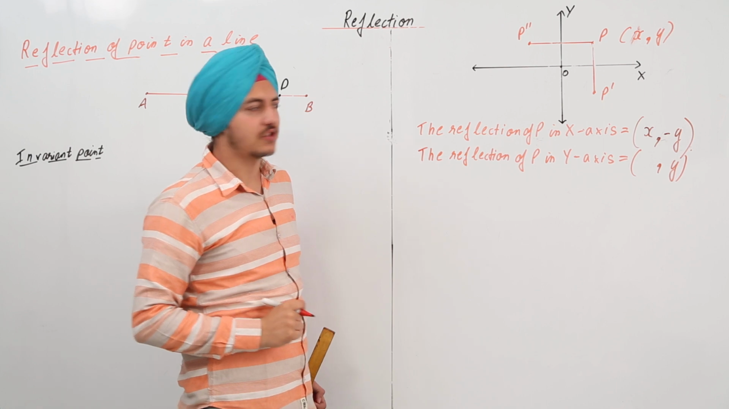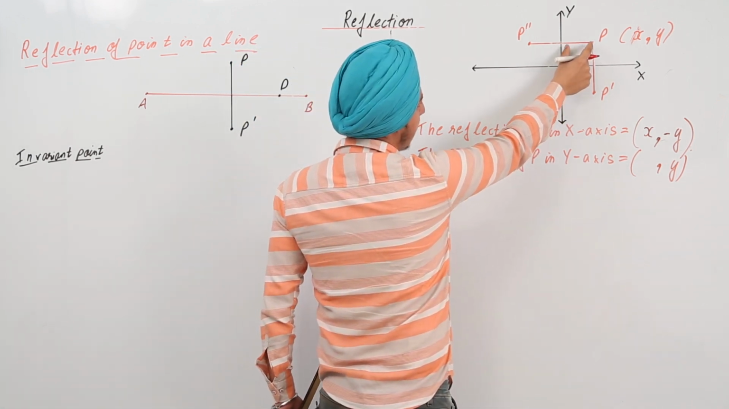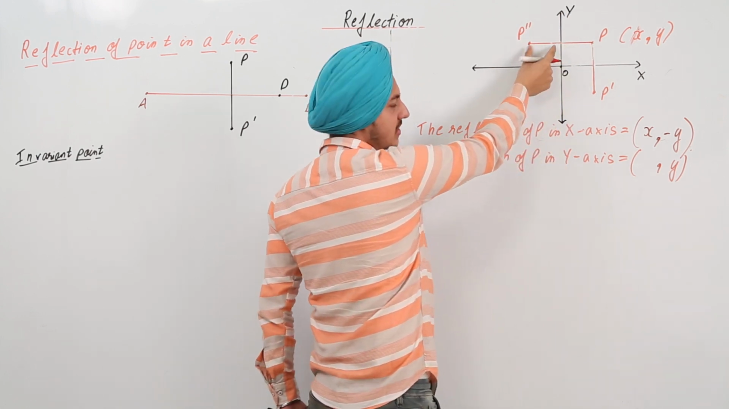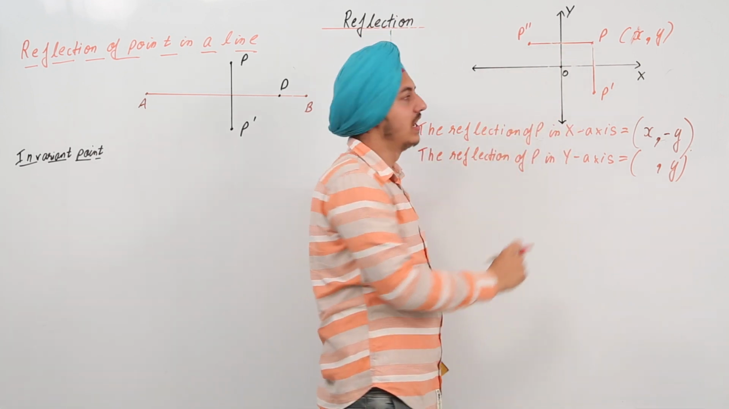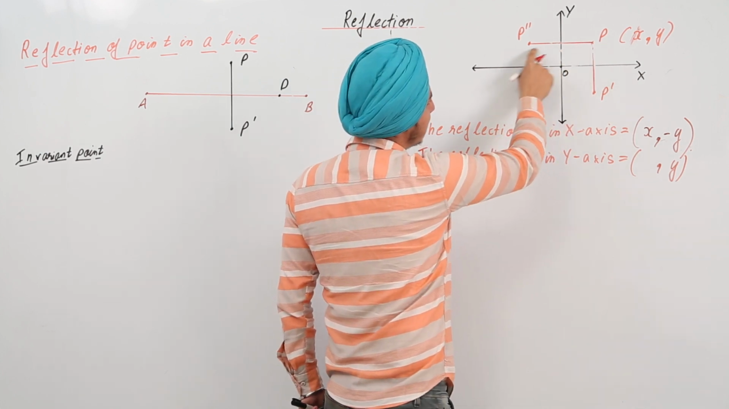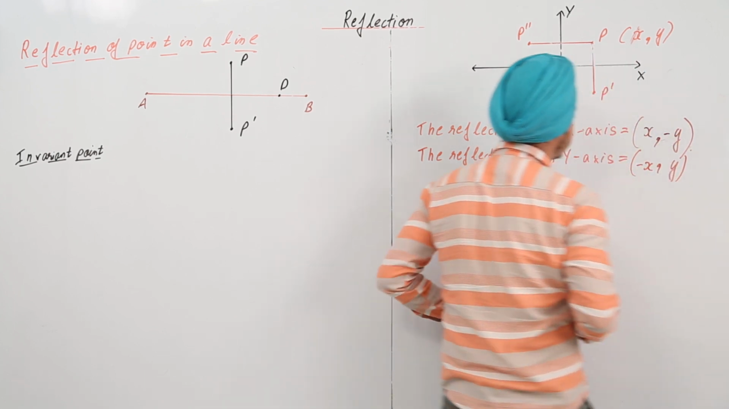Now what is the value of x coordinate? This point is towards the right of P, right of the y-axis, this much distance. This point is the same distance towards the left. So if this is x, this is minus x. This distance is x, right? And this distance is minus x.